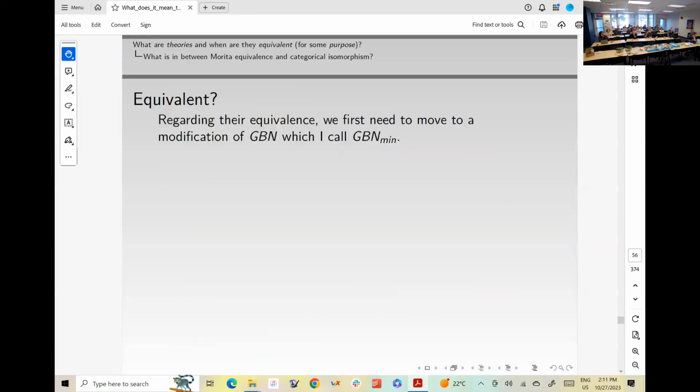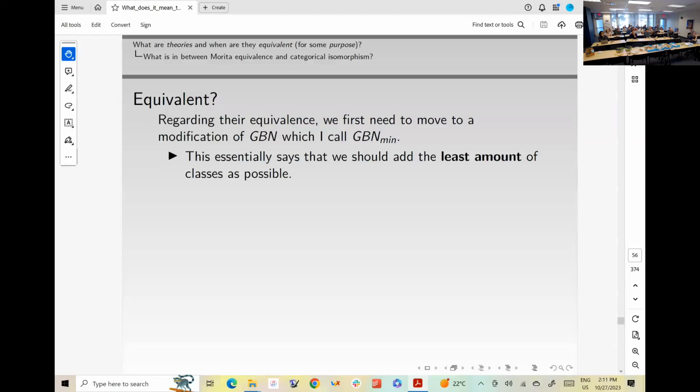So regarding their equivalence, we first need to move to a modification of GBN, which I'm going to call GBN min. The essential idea behind it is rather than having arbitrary kinds of classes above it, I'm just going to add the smallest amount of classes I can. Essentially, I'm going to add a class for every formula. So every definable class will be represented, but nothing more. If I don't do this, I get a retraction relation rather than an equivalence.